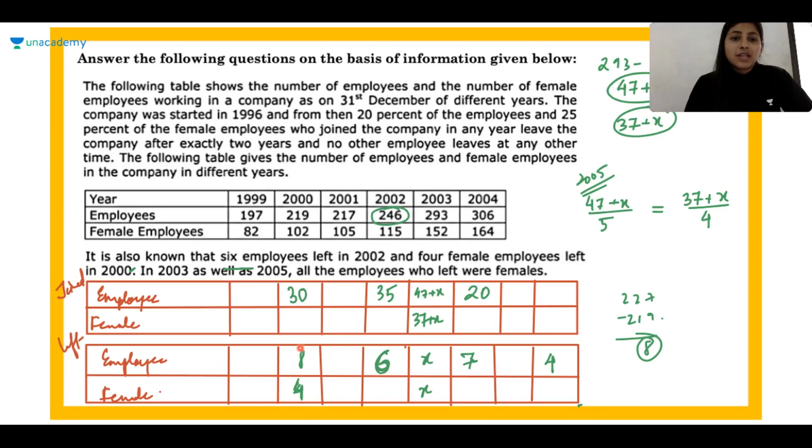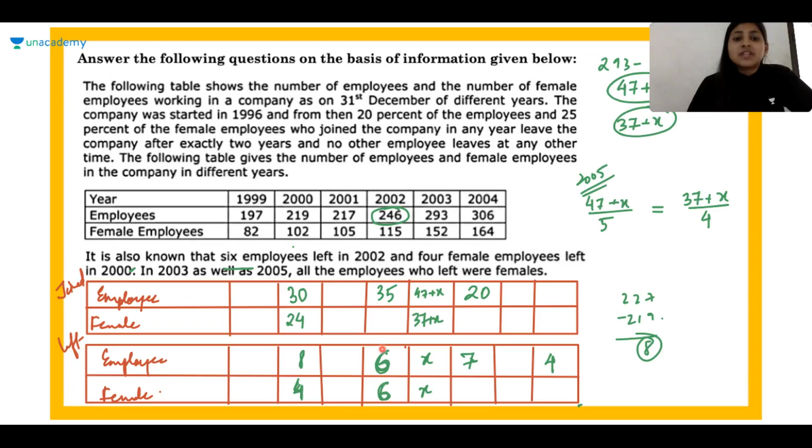We'll see the female employees now. If 4 employees left here, the number should have become 78. Instead it became 102, which means how many of them joined? 24. 24 of them joined. Then if 24 joined here, 25% of that is 6. 6 would have left here.